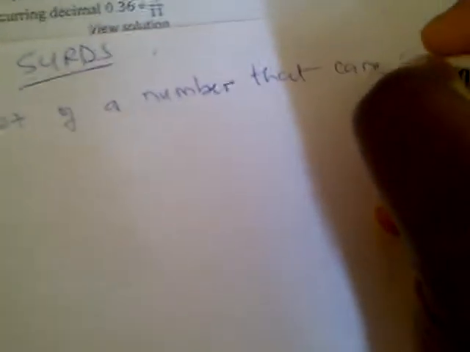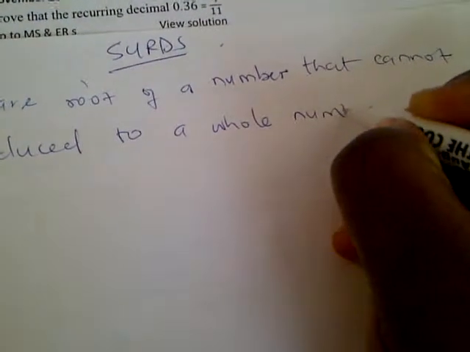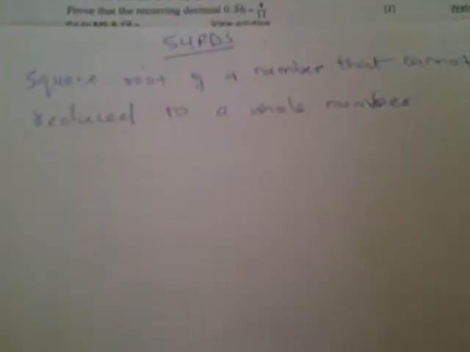Okay, now this takes us to a topic I call surds. What is a surd? First of all, a surd is a square root that cannot be reduced to a whole number. The square root of a number that cannot be reduced to a whole number.